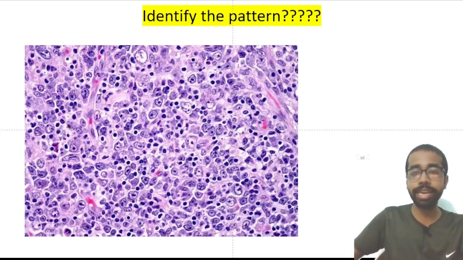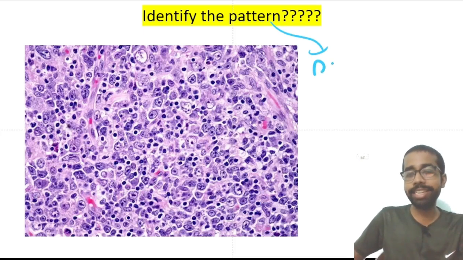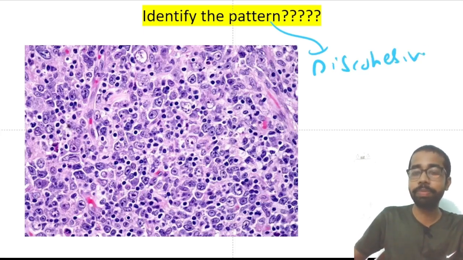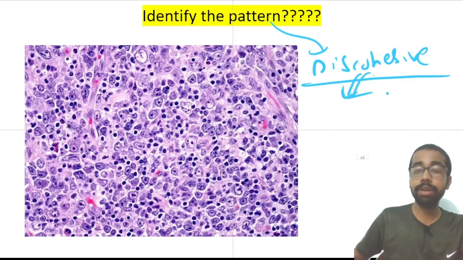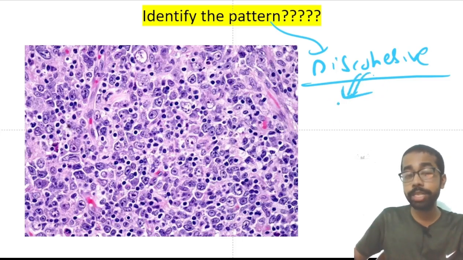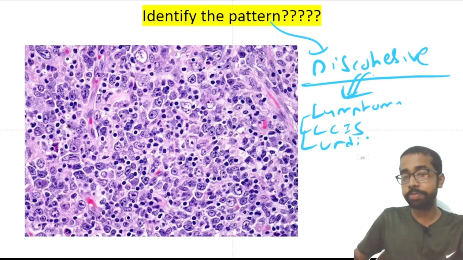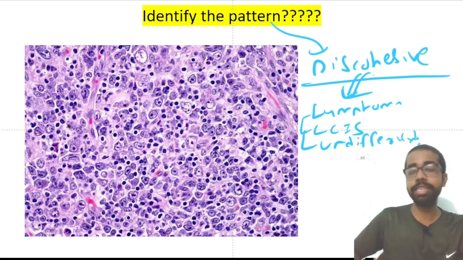Okay. What is this pattern? Again, what is this pattern? Any idea? I think it's just a discohesive pattern. Yes, but the moment you say discohesive, you are thinking in line of any hematogenous tumor, lymphoma, or say LCIS, they can have a discohesive pattern, or it is undifferentiated, right? That's a discohesive pattern.